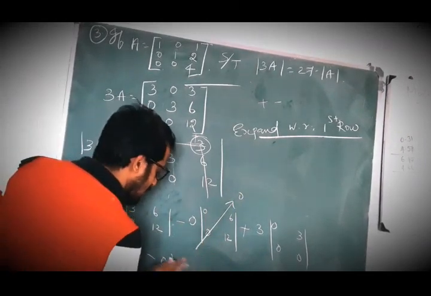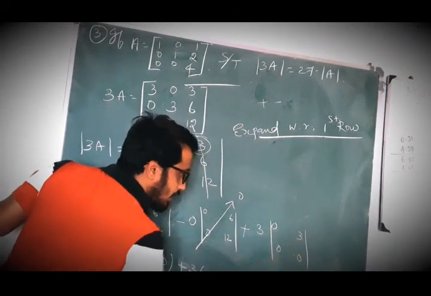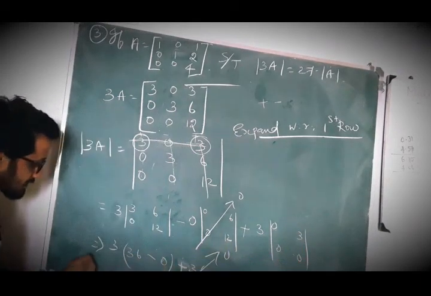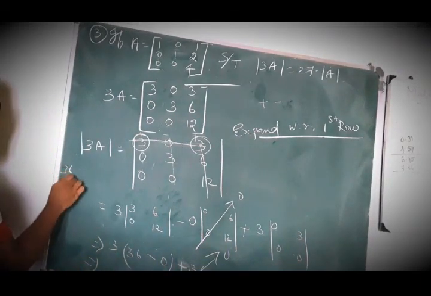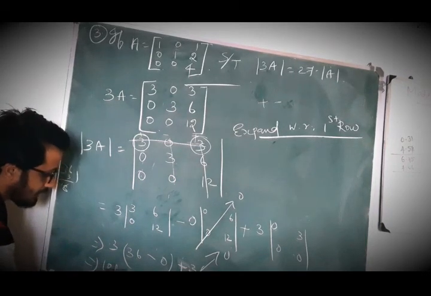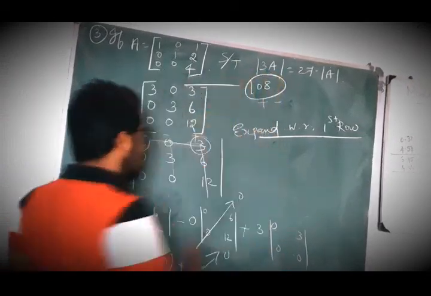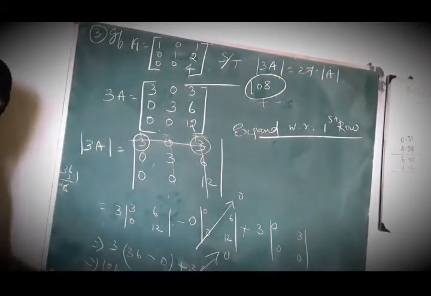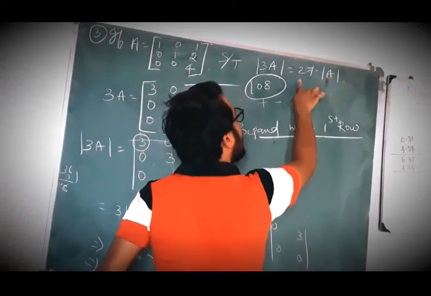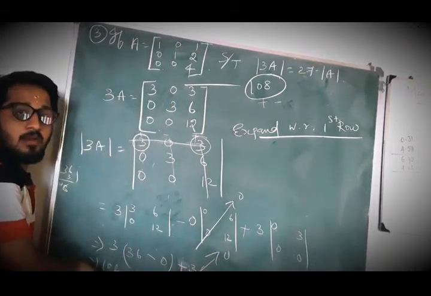Plus, 3 into 0, 0 is 0. 0 into 3, again, this will become 0. Now 36 minus 0 is 36. 36 into 3: 6 3s are 18, 3 3s are 9 plus 1, 108. So the left hand side, you got 108. So determinant 3A is 108. You have to verify: determinant A, then multiply the determinant A with 27. You have to get the same answer, 108.